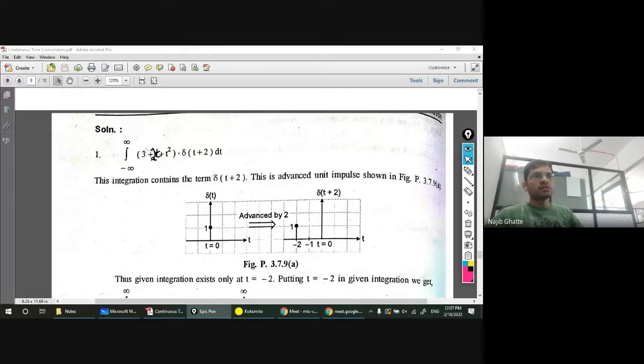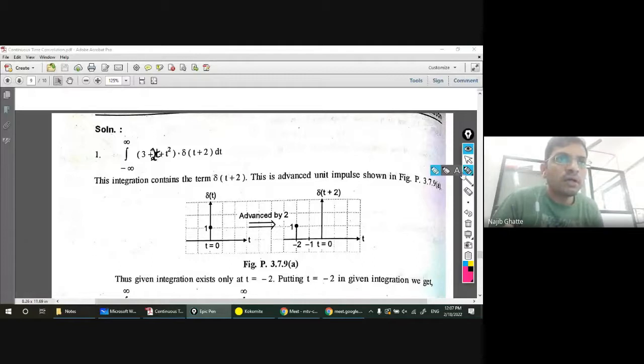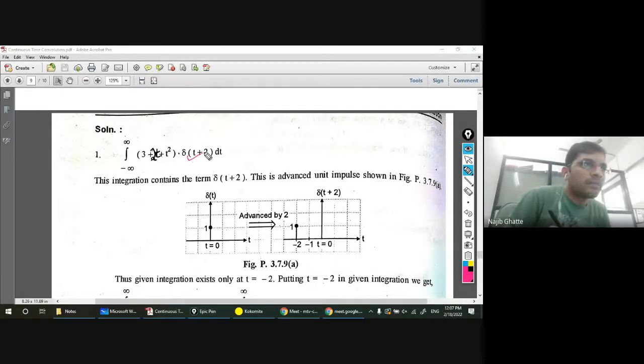So what will be the answer, sir? 3 plus 2 into minus 2 is minus 4, plus 2 squared is 4. Have you understood what I'm trying to say, sir? What did I say, what is delta t plus 2? Delta t plus 2 means only at exactly t equal to minus 2 you have the value as 1.